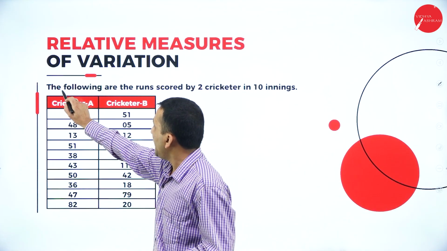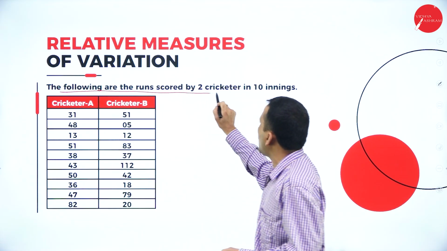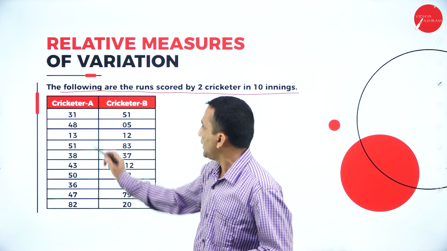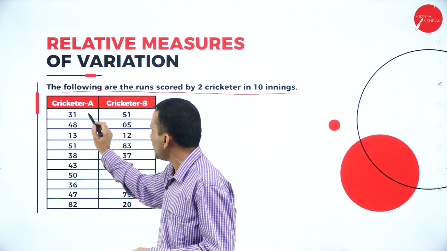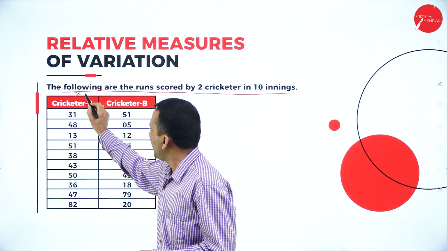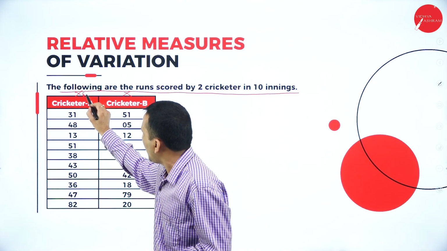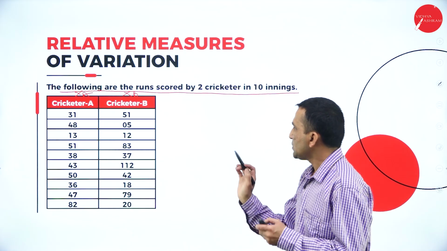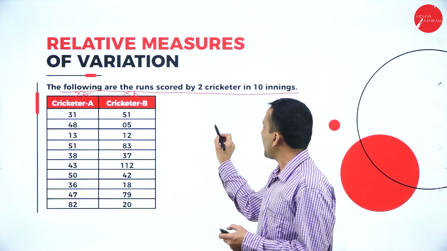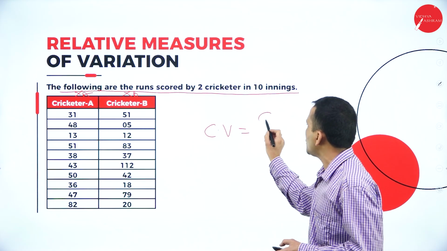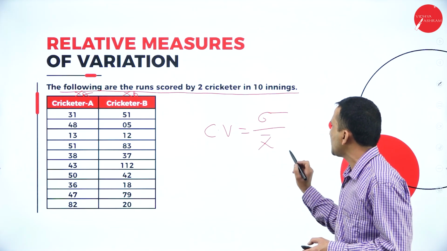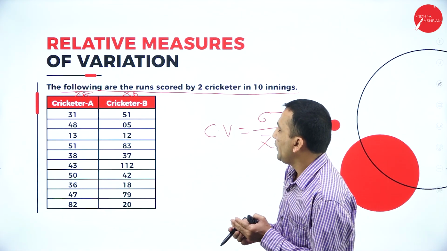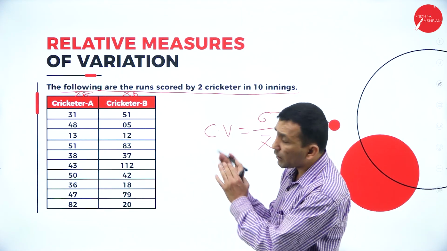The following are the runs scored by two cricketers in 10 innings. Here the 10 innings data is given, cricketer A and cricketer B, both are x series only. When you are writing both as x, you have to write xa and xb, just for understanding's sake. According to the formula, CV is equal to standard deviation divided by x bar into 100. Now how to find it: in the data we can decide this is discrete ungrouped data.